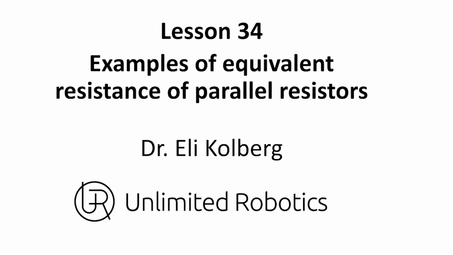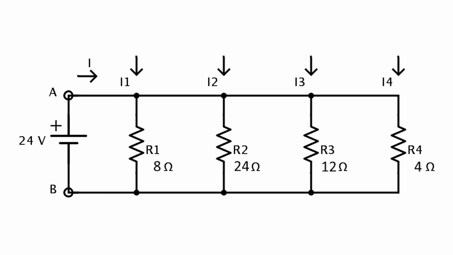In this video, I will talk about examples of equivalent resistance of parallel resistors. Example 1. Four resistors are connected in parallel. The values are 8 ohms, 24 ohms, 12 ohms, and 4 ohms. What will be the equivalent resistance?